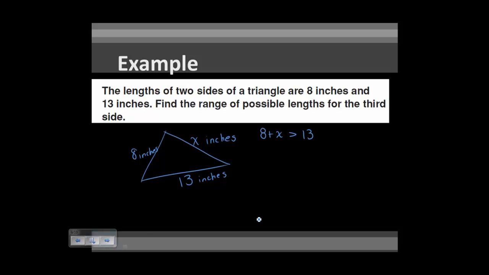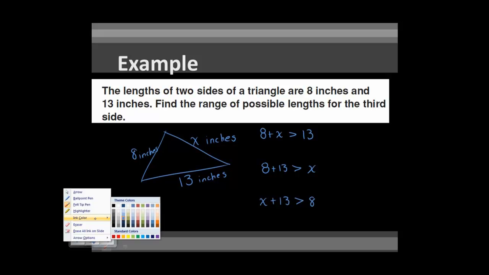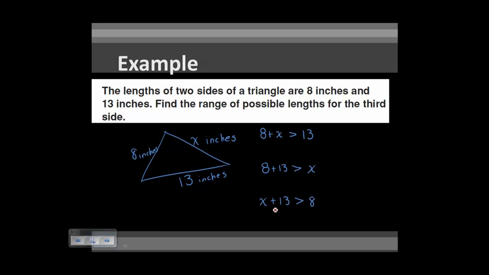I know that that's true. I know that 8 plus 13 has to be greater than x. And I also know that x plus 13 has to be greater than 8. Now this one I actually don't even want to use because x can't be negative. It's a side length of a triangle, and 13 is already greater than 8, so that one we can discount. We really don't even need to use it.